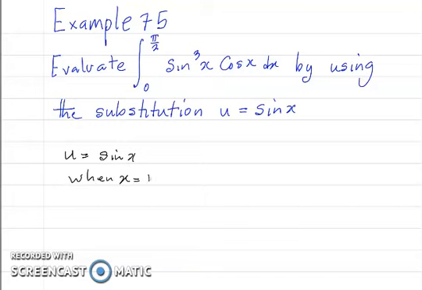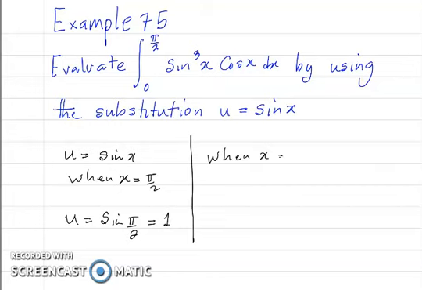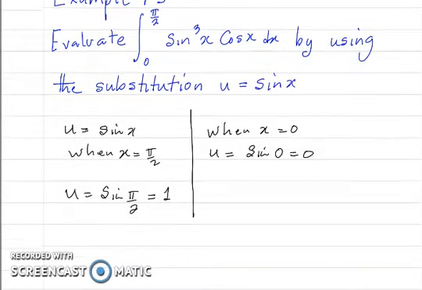x is equal to pi by 2, I have u is equal to the sine of pi by 2, which is equal to 1, when x is equal to 0, I have u is equal to the sine of 0, which is equal to 0. All right, so my new limits are 1 and 0.